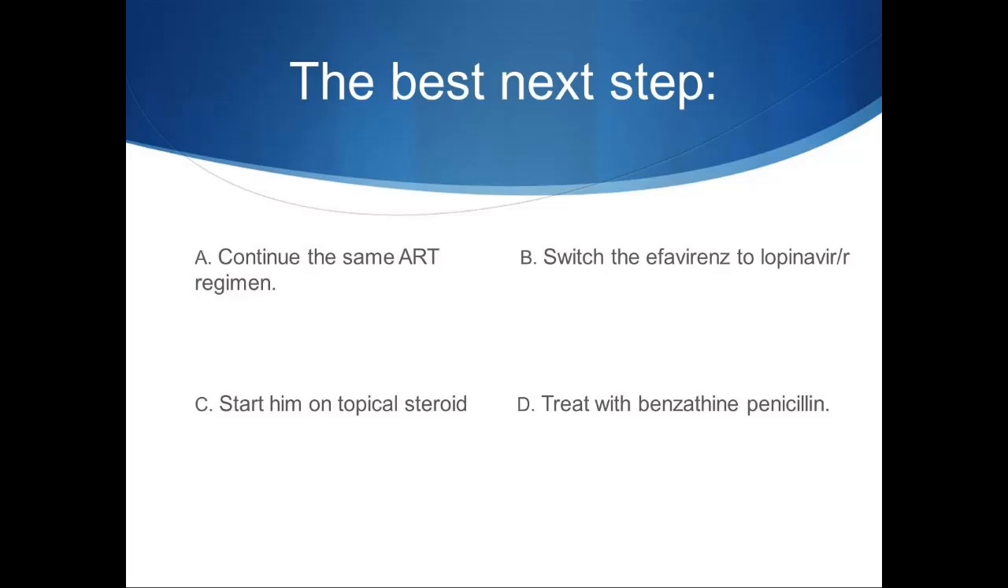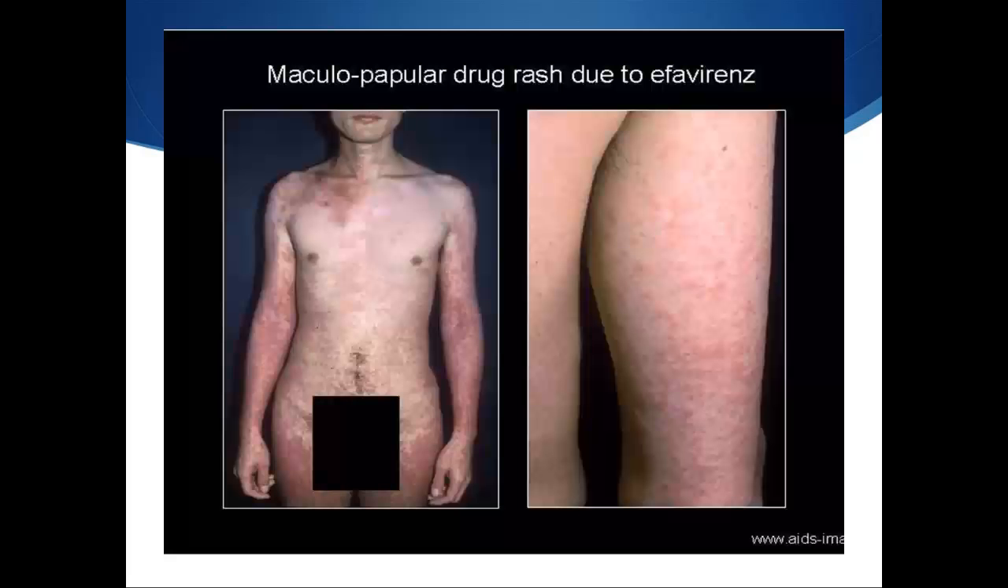NNRTIs, mainly efavirenz, are very well known to cause these urticarial rashes, usually starting within 2 weeks after starting the medication, and usually they are transient, so within 4 weeks they should go away. You always have to look for any alarming signs, and these are any blistering lesions, mucosal involvement, or even target lesions. If you see one of those, you should discontinue the medications because you don't want him to progress to something more severe. Otherwise, you continue the ART and the rash should go away. Just keep an eye on him. This is an example of the rash.